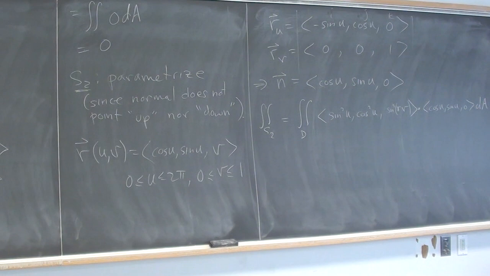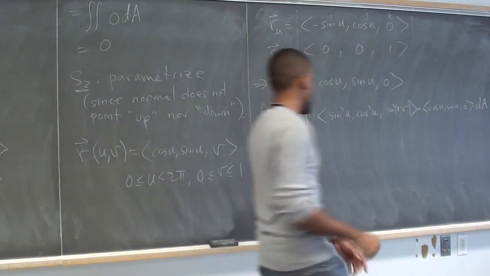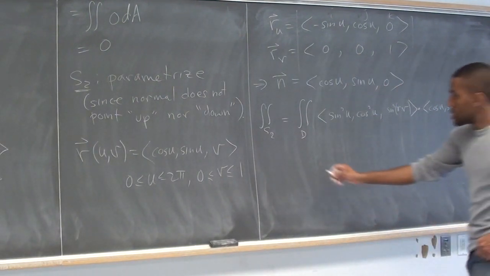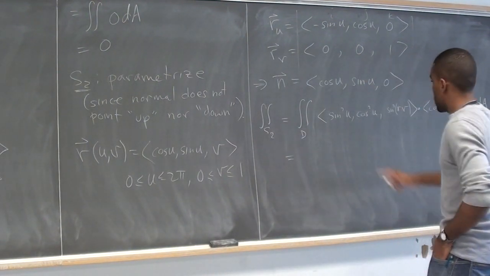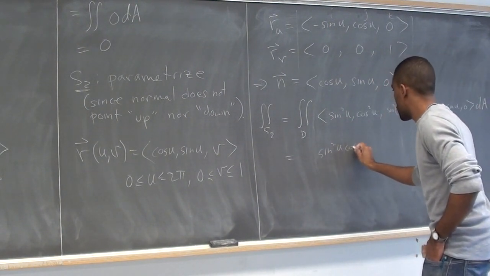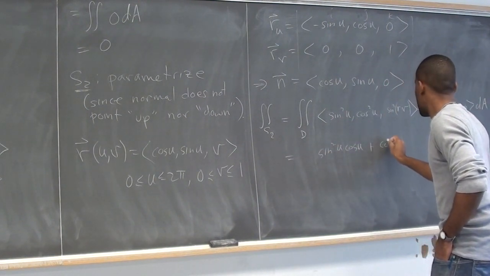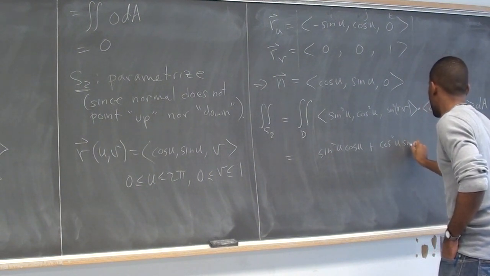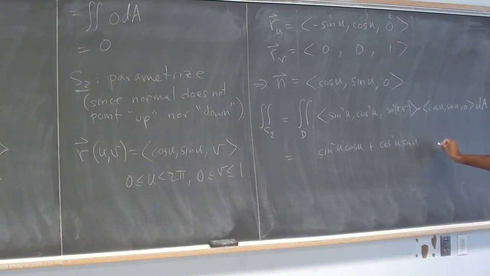And of course, if I only gave you the top half of the cylinder, then you wouldn't parameterize, you would just use the whole top or bottom half. That can work. So anyway, we have this, and so this is sine squared times cosine plus cosine squared times sine, and then 0.